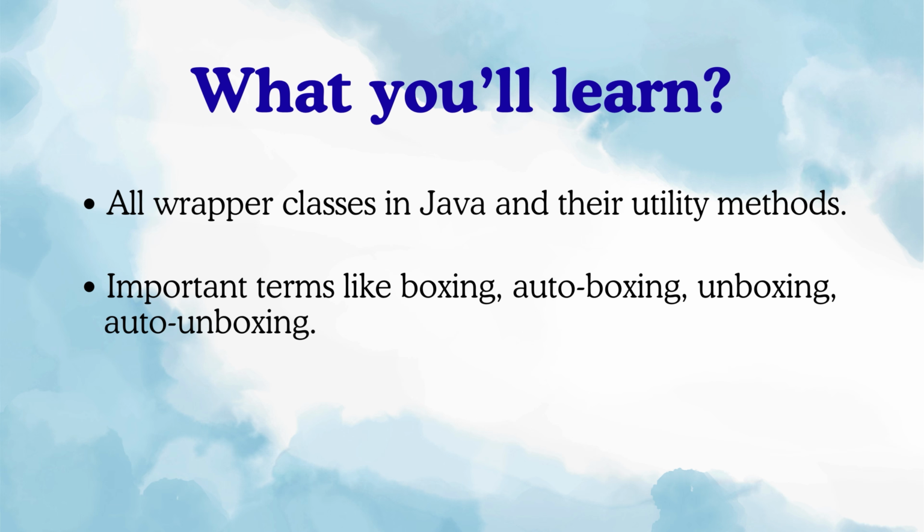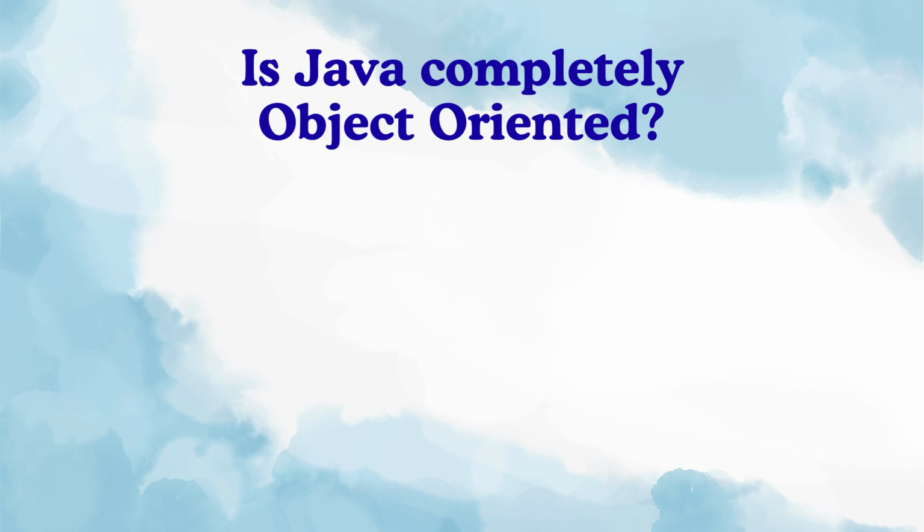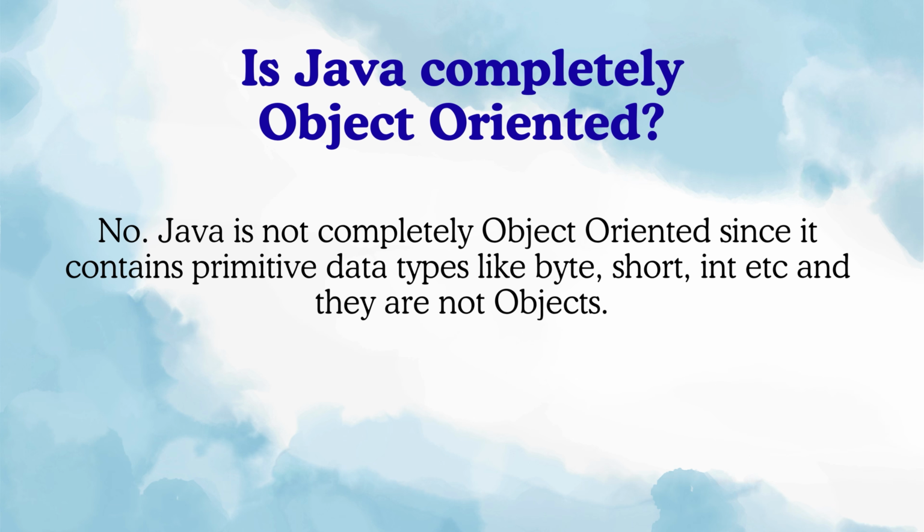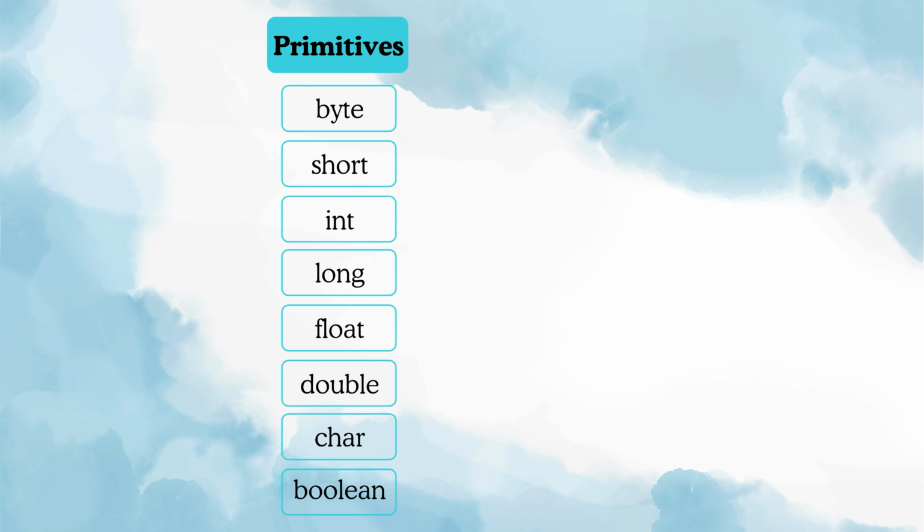Now before jumping into wrapper classes, let me ask you a very simple question. Is Java completely object oriented? Yes or no? So the answer is no, because Java contains primitive data types like byte, short, int, long. And these are not objects. They are simple values. So technically, Java cannot be called 100% object oriented. But Java gives us a way to convert these primitive data types into objects. And that's exactly where wrapper classes come in.